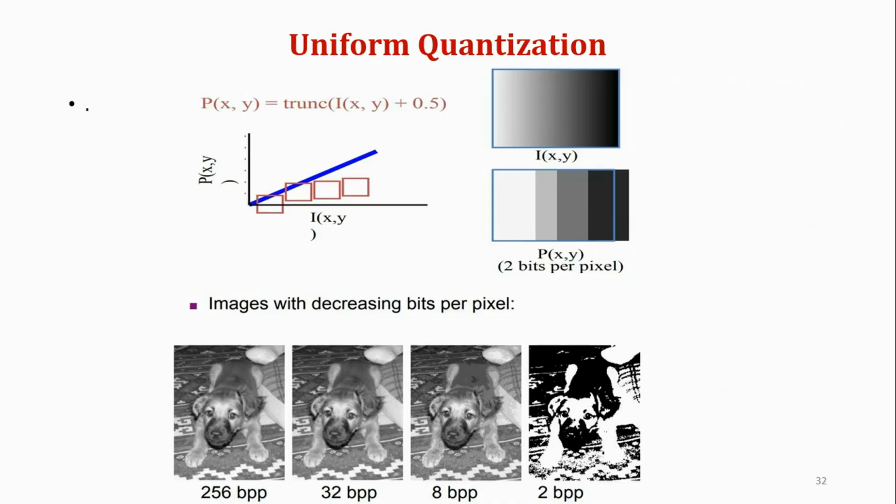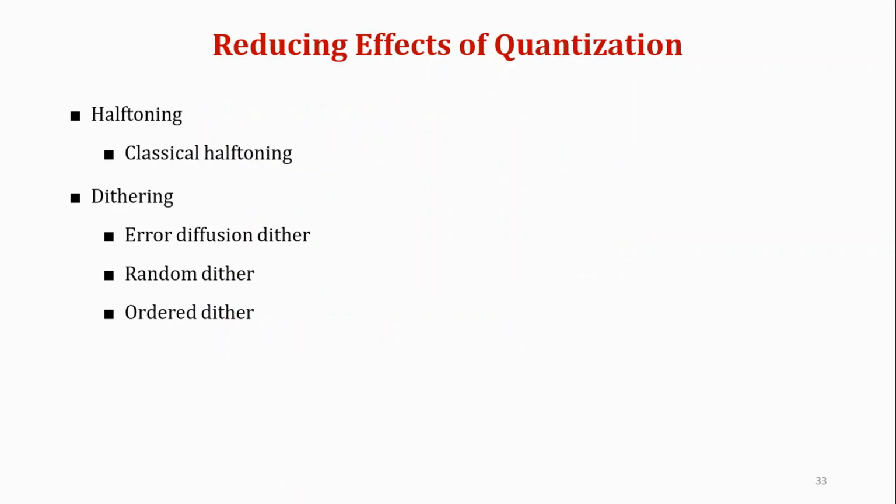So these are the quantization errors: images with decreasing bits per pixel. See how it is with 2 bits per pixel. This is going to be a coarse image, and at 256 levels per pixel, this is the smooth image. That's what quantization error is. Reducing the effects of quantization, we have half toning and dithering. These techniques create an illusion of smooth intensity. Classical half toning, error diffusion dithering, random dithering, and ordered dithering are some categories in half toning and dithering. We'll see them one by one.